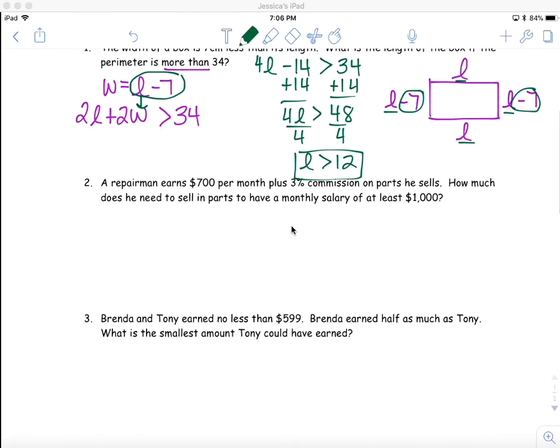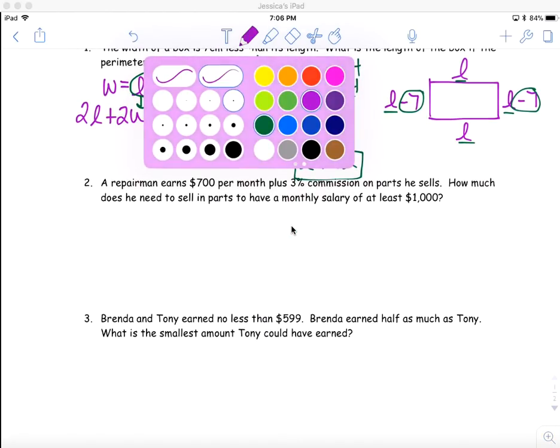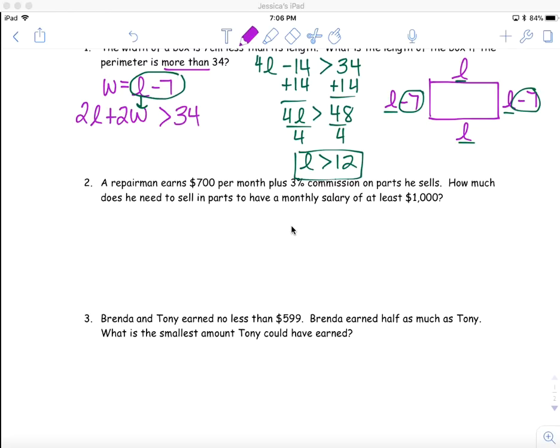Let's look at number 2. Number 2 says a repairman earns $700 per month plus 3% commission on parts he sells. So no matter what, the repairman is going to earn $700 plus 3% commission on parts he sells.